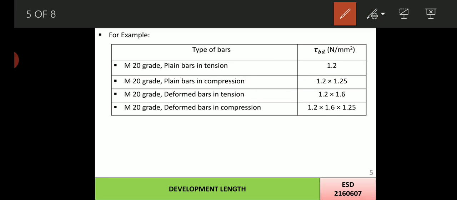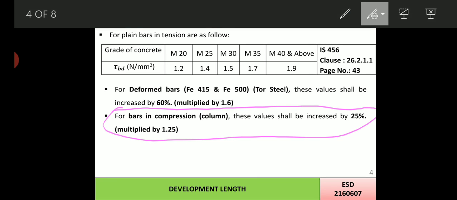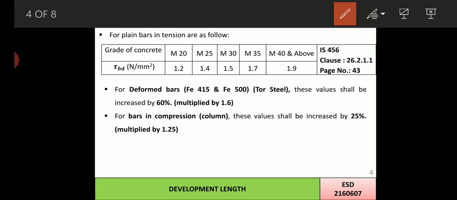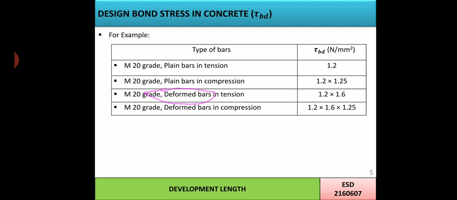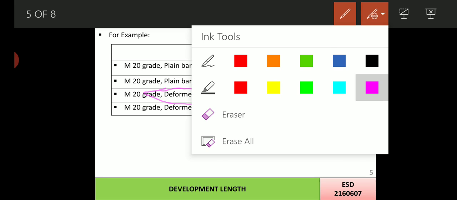Third example, M20 grade deformed bar in tension. Now the value of tau bd for M20 grade is 1.2, the bar is in tension so there is no worry. Now the bar is changing from plain to deformed bar. For a deformed bar we have seen over here that the value will be increased by 60%, means 1.2 multiplied by 1.6.